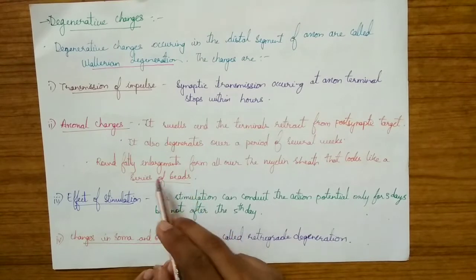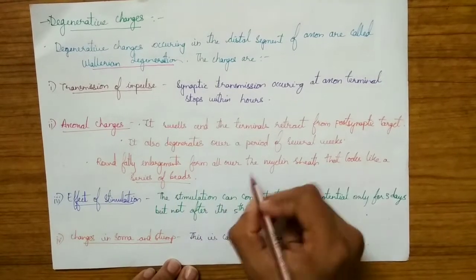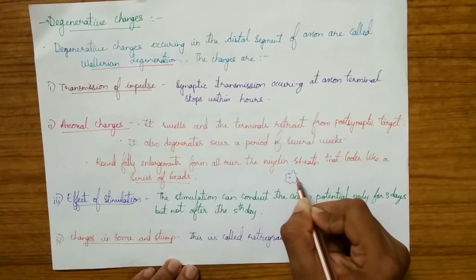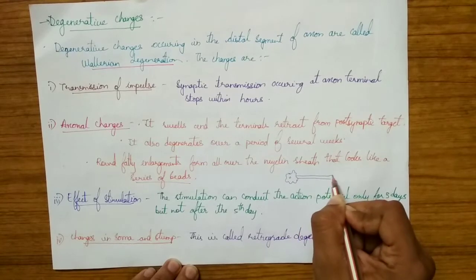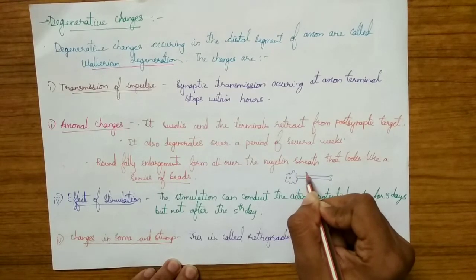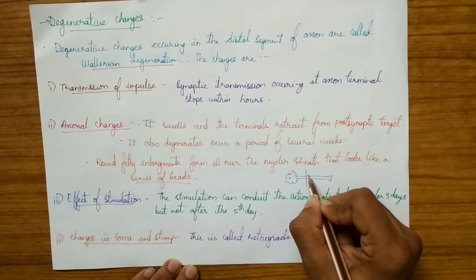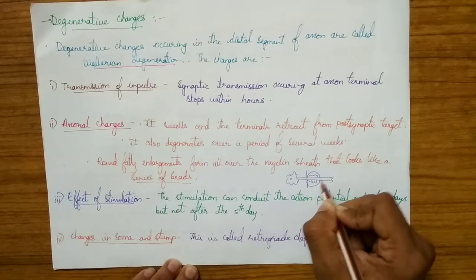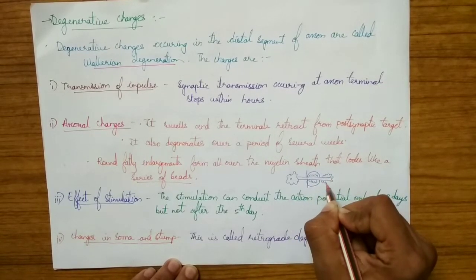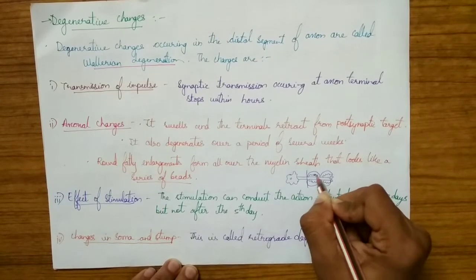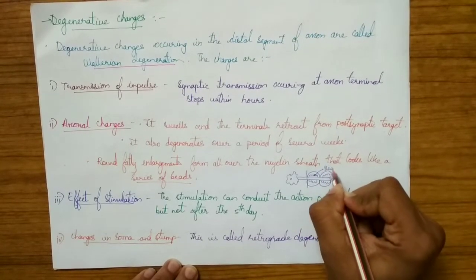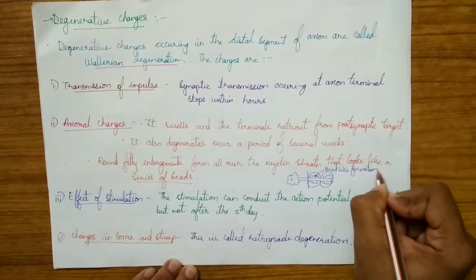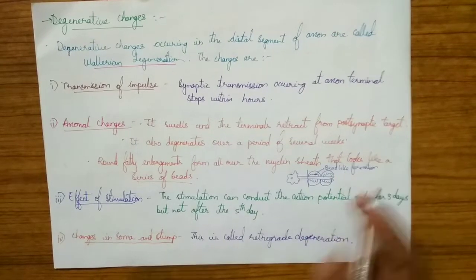There are round fatty enlargements seen like, see, if this is a cell body and this is a nerve, here it's cut, so it makes a bead like formation. The myelin sheath makes a bead like formation. See, this is a bead like formation. So this word is important, a bead like formation.